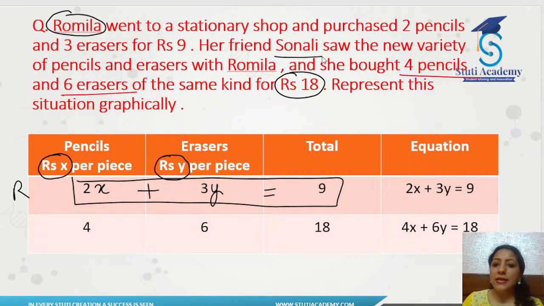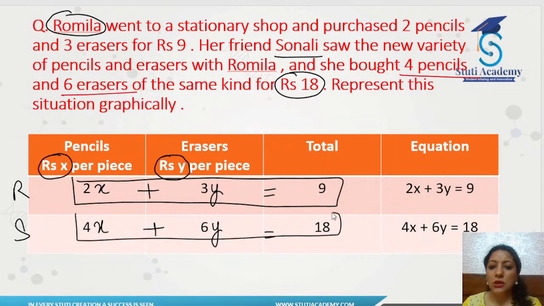Now let us discuss the next one, Sonali. x rupees she has spent on a pencil. 1 pencil is costing x rupees. She has purchased 4 pencils, so she is spending 4x rupees on pencils. y rupees is the price of 1 eraser, and she is purchasing 6 erasers in this case, so she is spending 6y rupees on erasers. In all, she is spending 18 rupees. This is given to us in the question. Now this is another equation we have got: 4x plus 6y is equal to 18.